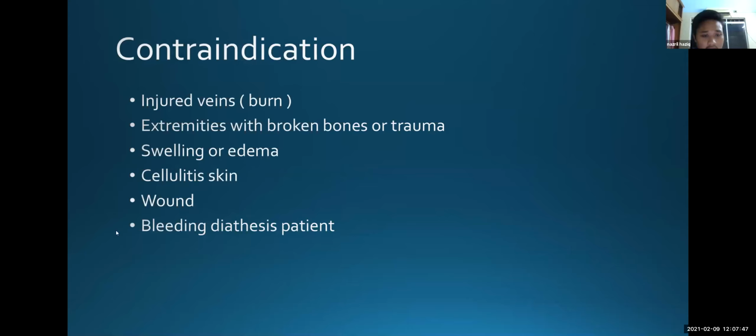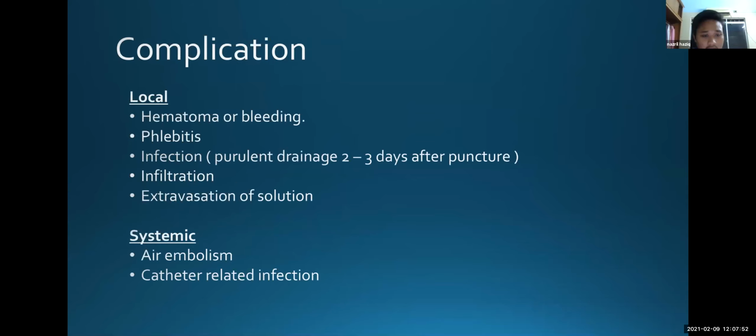And then for complication, there are two, which are local and also systemic. The most common complications are hematoma, and then phlebitis, infection, infiltration, and also extravasation. Take note of the difference between phlebitis, infiltration, and extravasation.